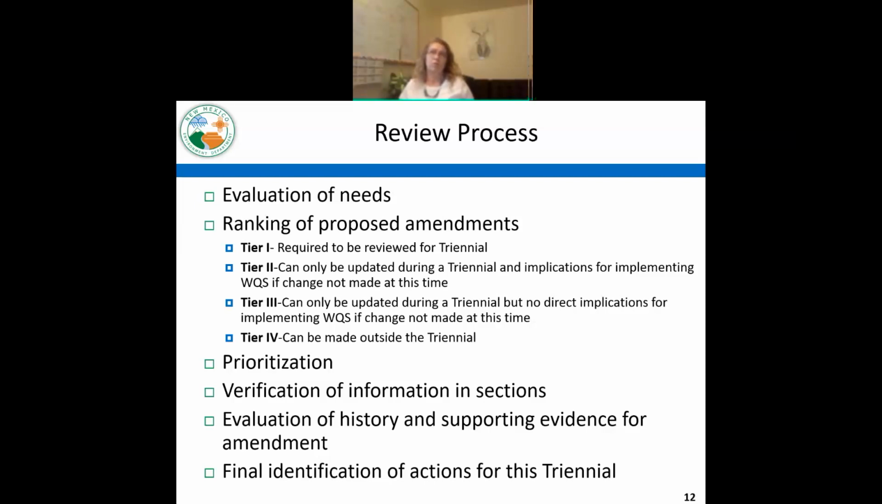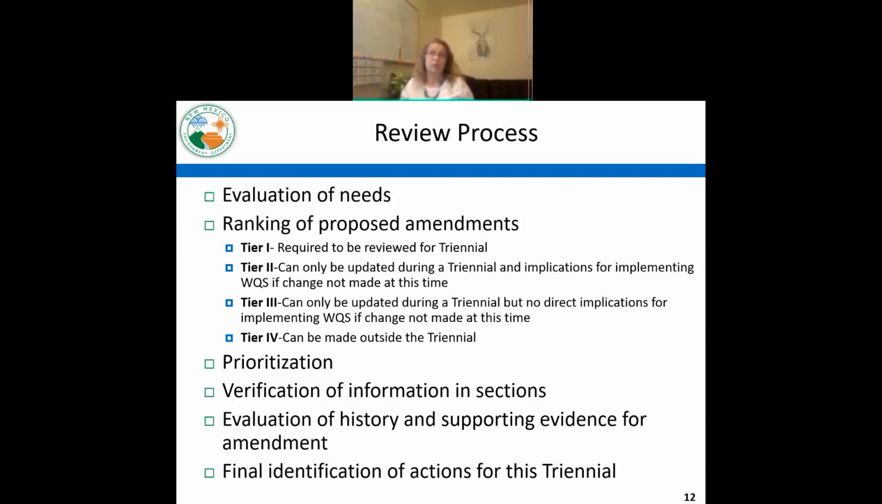And then there's Tier 4, which are those amendments that have the liberty to be brought forth outside of a triennial review. And these include ONRW nominations and use attainability analyses. So the department ended up determining that the revisions being brought forth during this particular triennial would be limited to those actions that were classified as either Tier 1 or Tier 2. Those that are Tier 3 or Tier 4 are not being brought forth at this time, either because they can be brought forth outside of a triennial review or are not of consequence in implementing water quality standards.